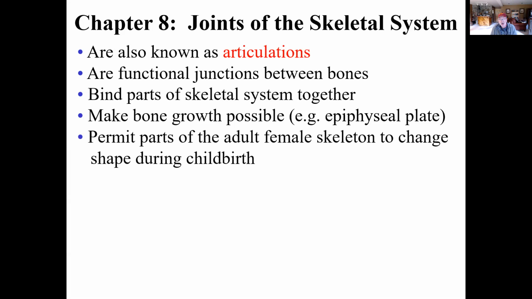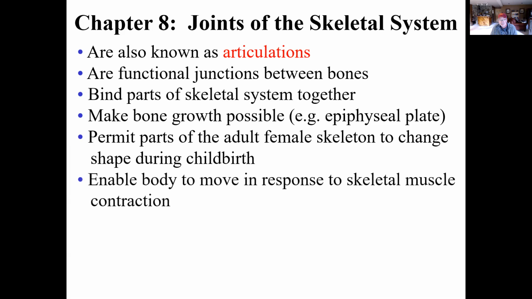During the process of childbirth, as the baby passes through the birth canal, there have to be changes that occur to the skeleton of the female to allow that birthing process, that labor that results in the birth of the baby. And then, of course, when we talk about skeletal muscle, which you know is voluntary, the movement of the body occurring as a result of contraction of that muscle, pulling and pushing on bones at joints, is another major function, of course, of an articulation.